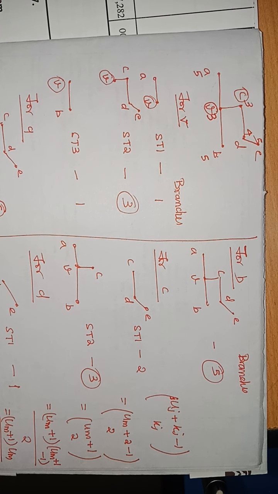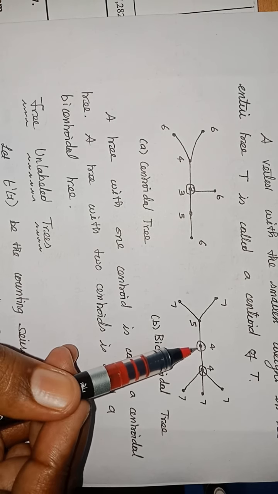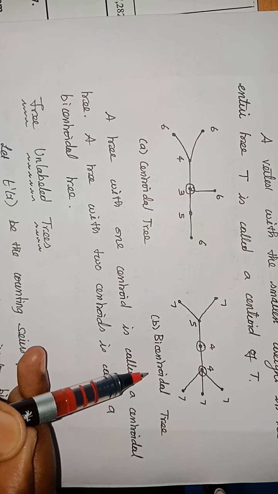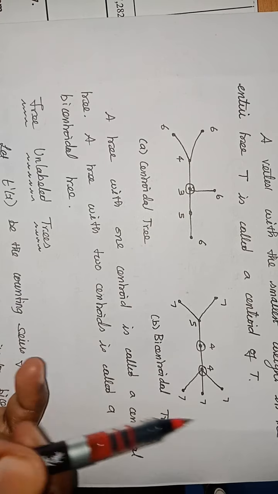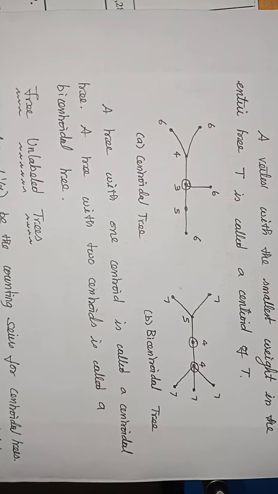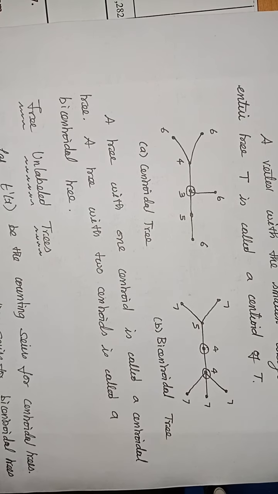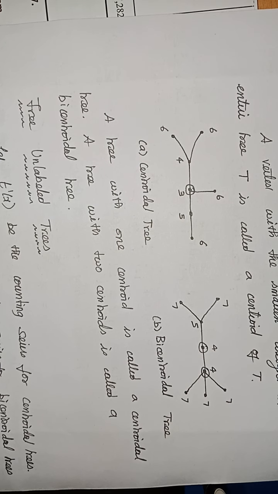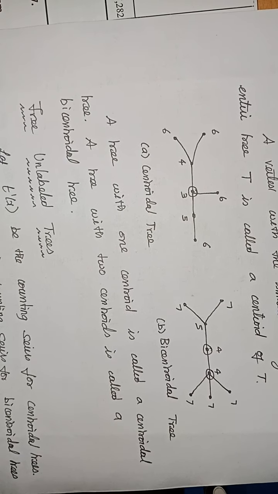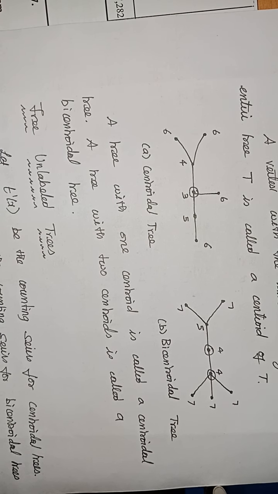So a tree may have either one centroid or 2 centroids. But a bicentroidal tree always has an even number of vertices. Count the vertices: 1, 2, 3, 4, 5, 6, 7, 8. Yes. Is the converse true? Is every tree with an even number of vertices bicentroidal? No. All bicentroidal trees will have an even number of vertices, but a tree with an even number of vertices need not be bicentroidal.